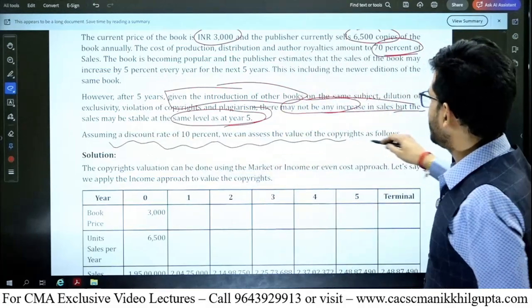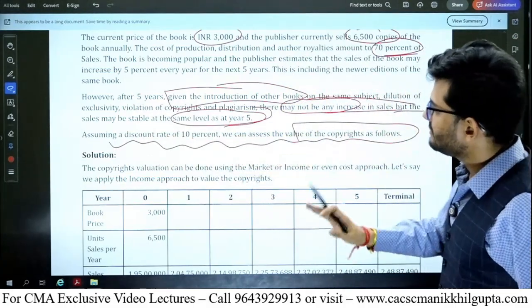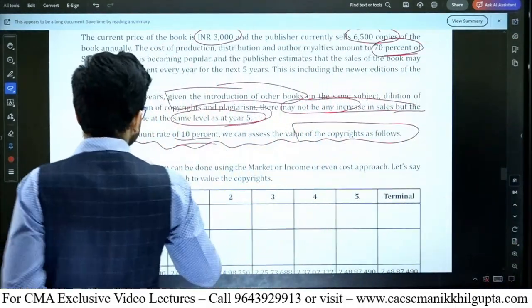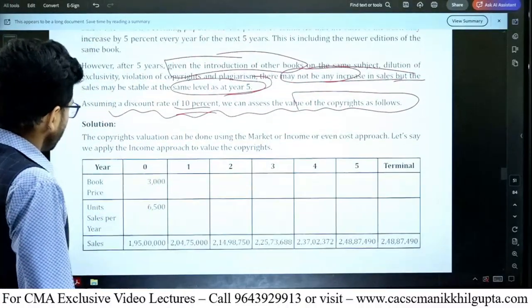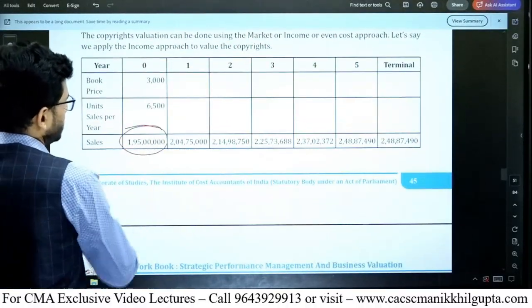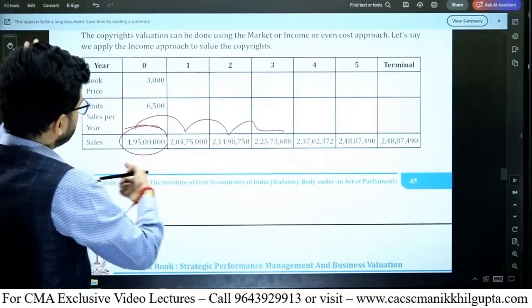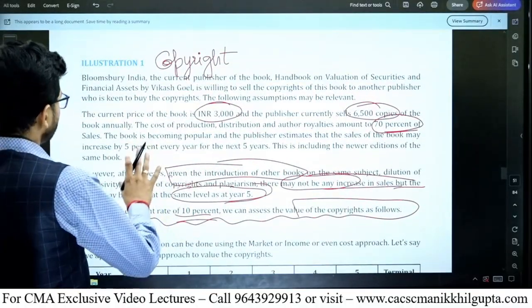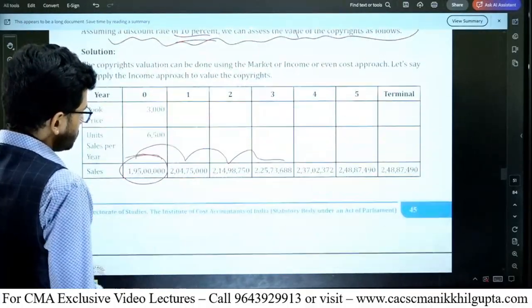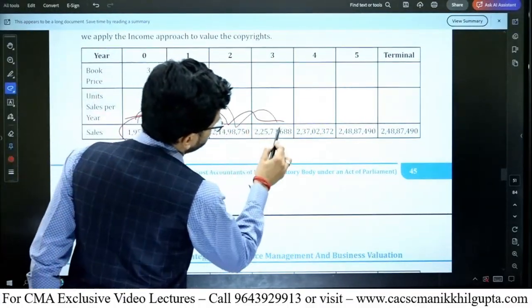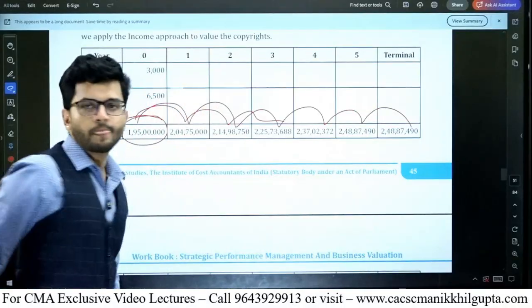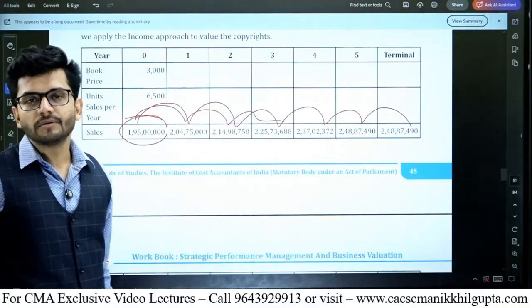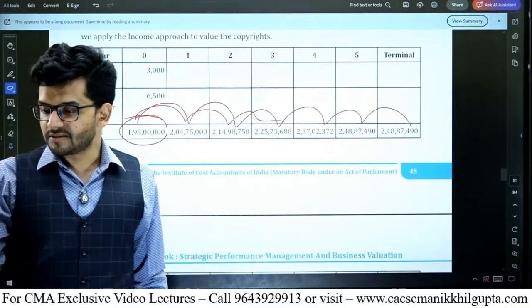Assuming a discount of 10%, we can assess the value of the copyright. We have to assess the value of copyright. We have to assume the discount rate of 10%. Okay. So yes guys, first of all, we'll start with the sales. First year sales, current sales is given to you, then the increase number is given to you. 5% is the annual increment. So you keep on adding 5% to these numbers to get the subsequent numbers. Simple. That is the sales figure.